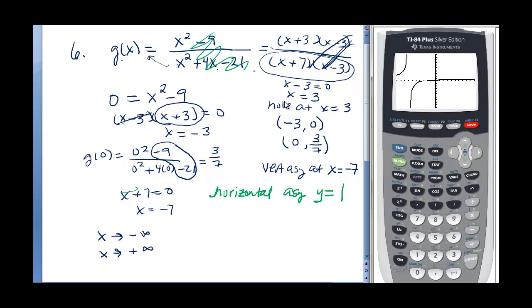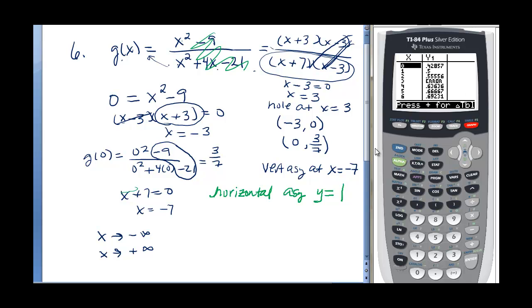To confirm the hole in the graph, I could use my table. So let's do table set at 0 and go up by ones. And I would have an error at 3. And that is what I would expect. I would expect to have a hole in the graph at 3.